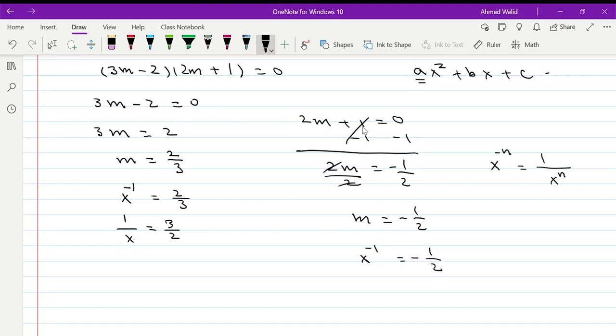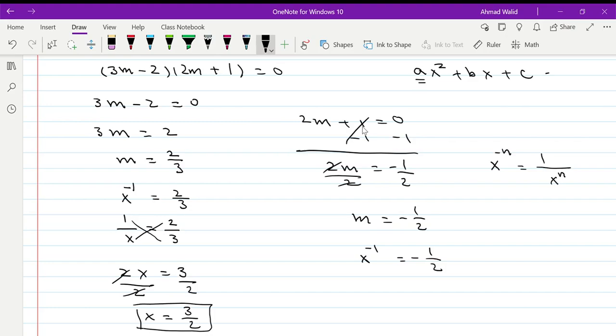Or let me explain it this way too. This way is much easier for you to understand. 1 over x equals 2/3. Now, solving this equation, correct? 2 times x equals 1 times 3. Again, divide by 2. X is equal to 3/2. You see?